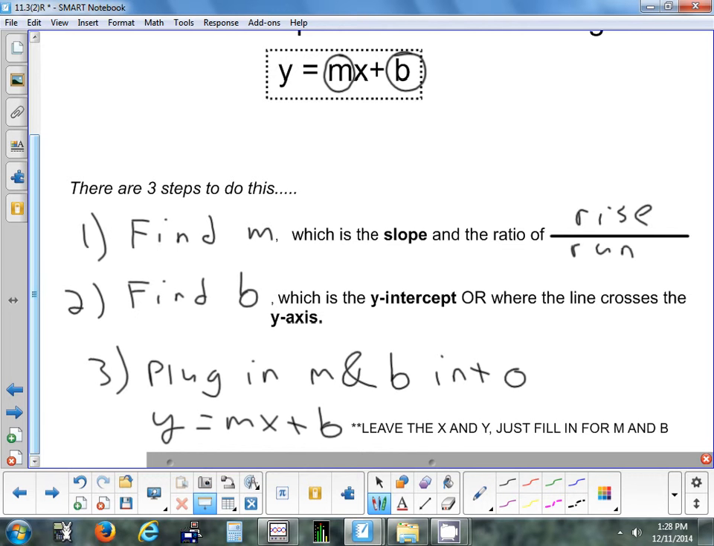Yep, you plug into our formula, y equals mx plus b. Leave the x and the y alone. You don't do anything with the x and the y. Just change m to whatever you find the slope, and b. The slope is going to be very easy to find because there's going to be a line, and you're just going to look at the line, and you're going to count the rise, count the run, and that'll be your slope.